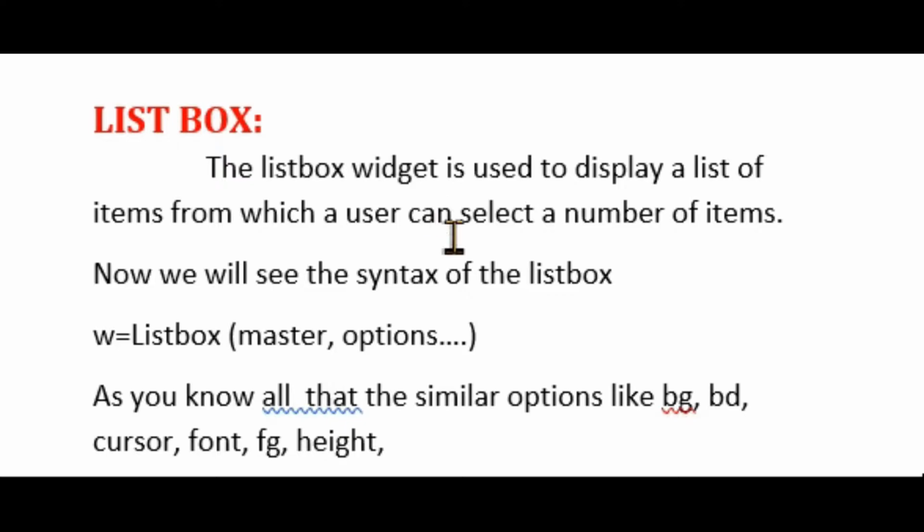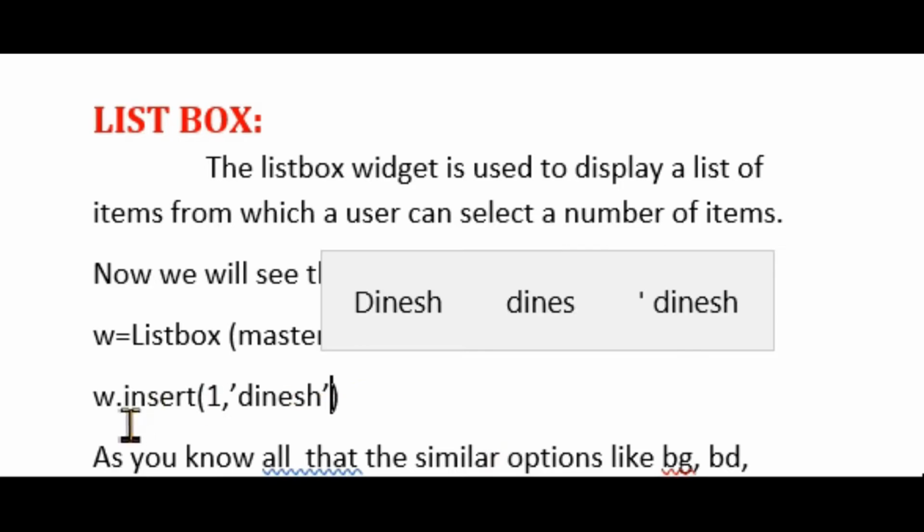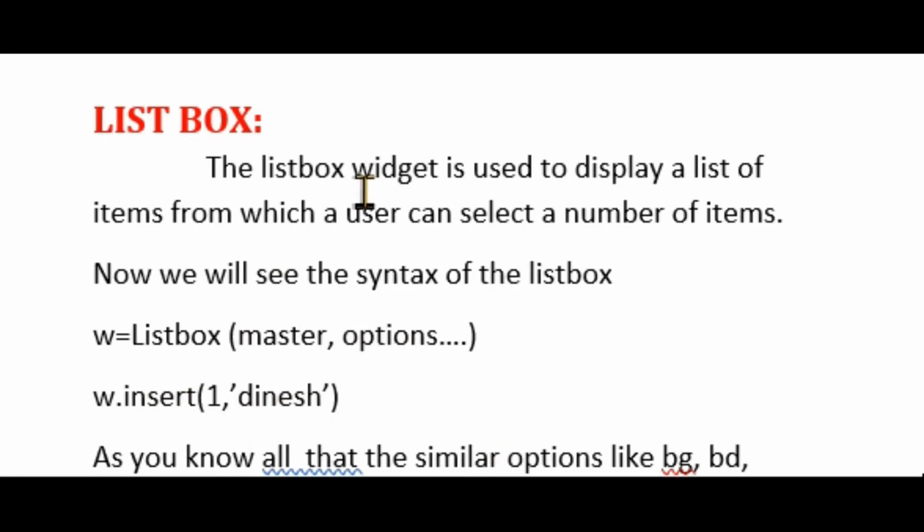For creating a list box we should use an index, that is w.insert, and then a tuple containing two values: the index, and then any string or any number which we want to display, and displaying Dinesh as one of them. Now we will see this in the programming.